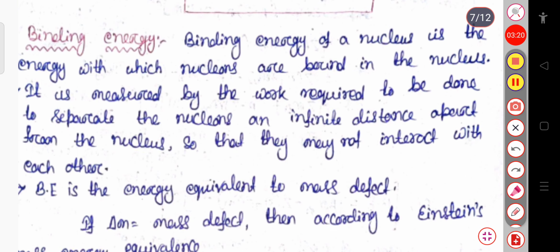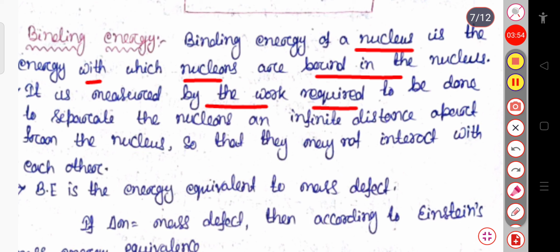Now let us see what binding energy is. The binding energy of a nucleus is the energy with which the nucleons, that is protons and neutrons, are bound in the nucleus. The nucleus basically consists of protons and neutrons, and the energy with which the nucleons are bound in the nucleus is called the binding energy of the nucleus. It is measured by the work required to separate the nucleons an infinite distance apart so that they may not interact with each other.